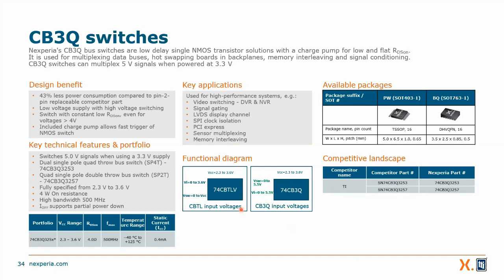And there are 2 variations of this. There's the old CBT-LV part, which gives you low-voltage devices, but it has to run at the same supply rail as the signals on it. The new family, the CB3Q family, can run at low voltage, but switch higher voltage signals. So again, it's that flexibility in logic innovations. What feature do you need? Let's build a part for it.